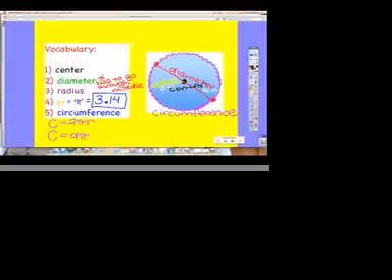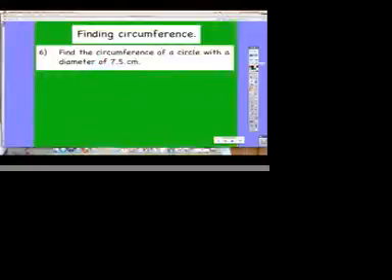So then the circumference, if you're given the diameter, 7.5 centimeters. Head in there, which formula do you want to use? We just wrote down two. Which one will be a little more friendly to use? Sarah, go ahead.